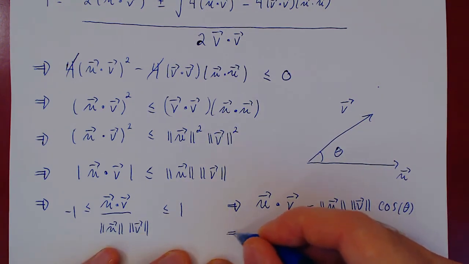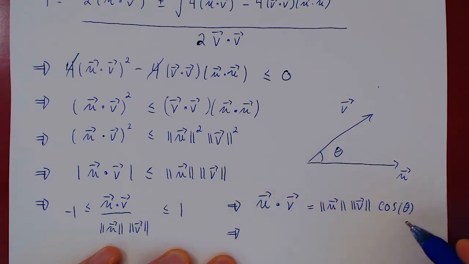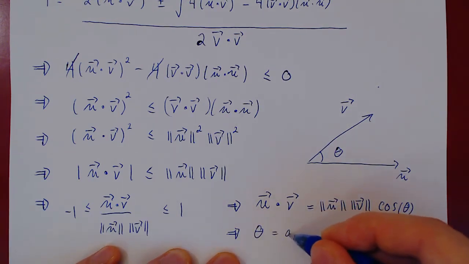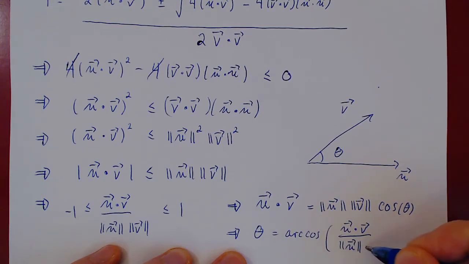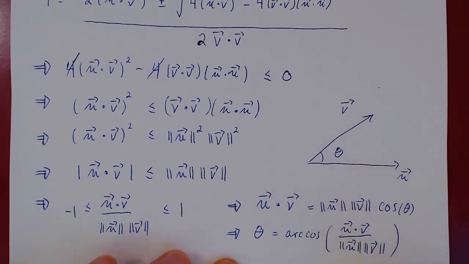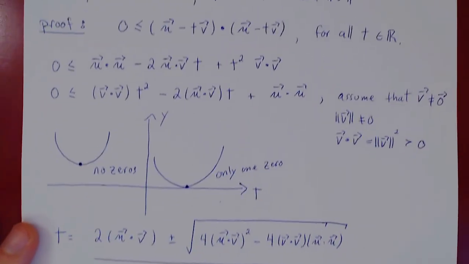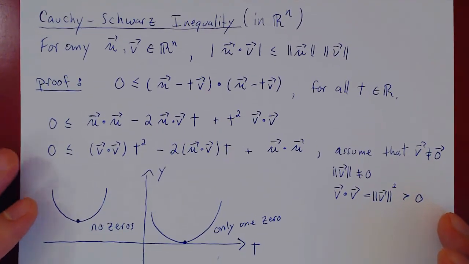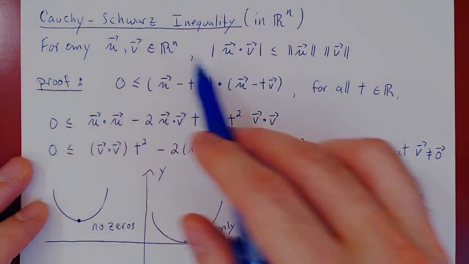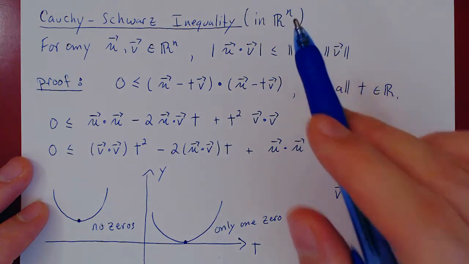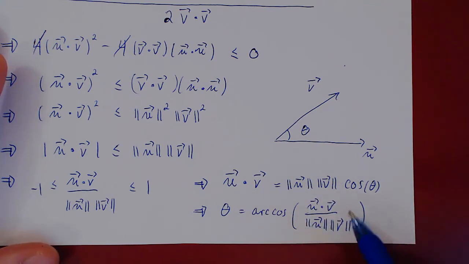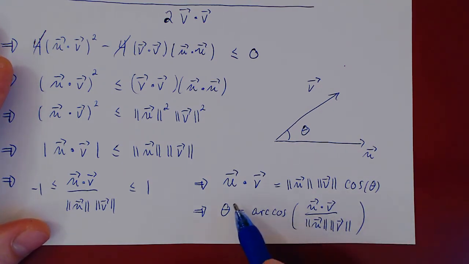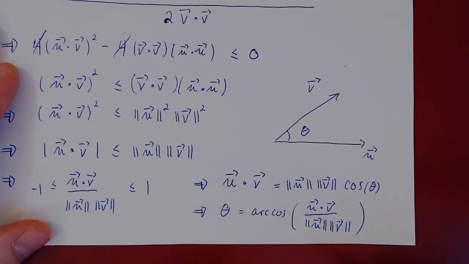And the angle, as we have derived previously, will be the arc cosine of u dot v over the norm of u, the norm of v. And this is why this inequality is so important, this is really a fundamental inequality. Without proving the Cauchy-Schwarz inequality in Rn for any n, we would have no clue of how big or small this can be, and we could not extend the concept of angles to higher dimensional spaces.